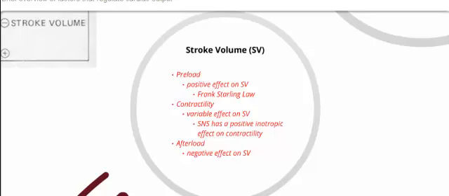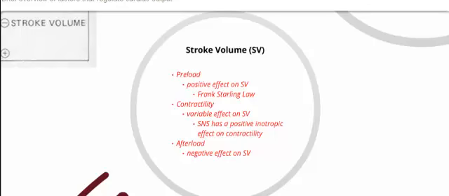Stroke volume is affected by a few factors. Firstly, preload has a positive effect on stroke volume. It's the load or stretch on the ventricles before they contract. It's directly influenced by the end diastolic volume, which is the quantity of blood in either ventricle at the end of diastole. Frank Starling's law confirms the effects of preload. It states that the more the ventricles are filled during diastole, the more blood they will eject during systole. Greater preload will equal greater force of contraction.